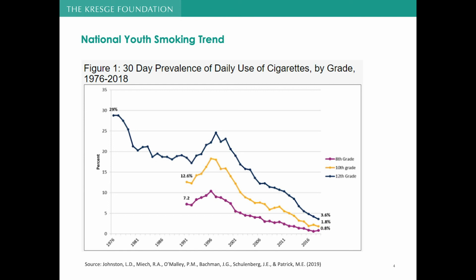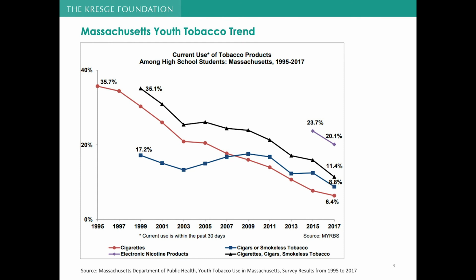Next slide, please. We saw similar trends in Massachusetts when we looked at high school students. This is Youth Risk Behavior Survey data, and the slides and the data are a bit outdated, which is one of the challenges on the public health side: the data lags. But this is information and analysis that was done by our Department of Public Health and the Tobacco Control Program.